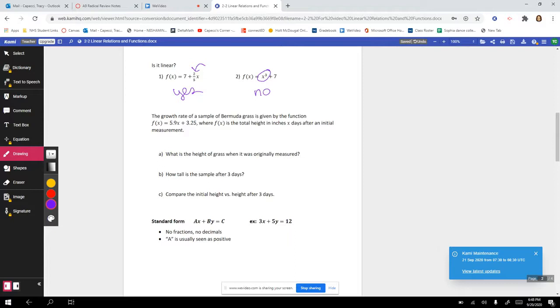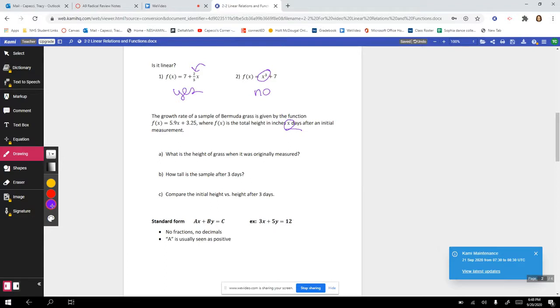Now let's look at our real-world example here. The growth rate of a sample of Bermuda grass is given by the function f of x is equal to 5.9x plus 3.25, where f of x is the total height in inches, x days after initial measurement. So we know x is the number of days. What is the height of the grass when it's originally measured?